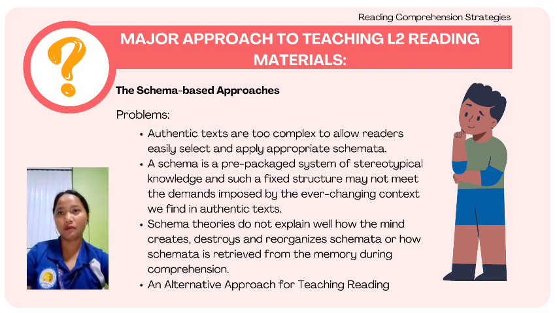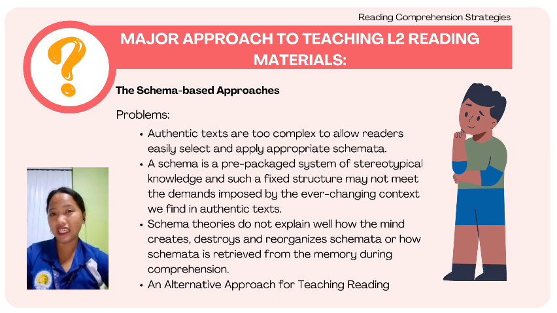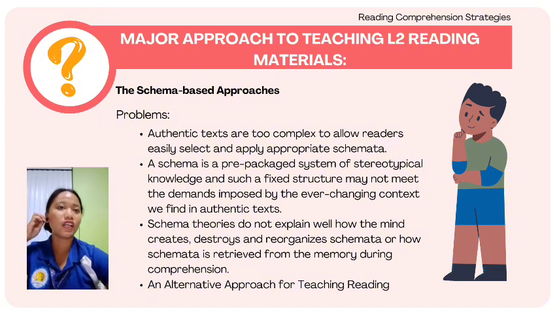Problems with the schema-based approach. So first is that authentic texts are too complex to allow readers to quickly activate the right schema. Authentic texts often contain unfamiliar vocabulary, idioms, cultural references, and complex sentence structures, making it difficult for readers to quickly activate the right schema. Readers may struggle to select and apply appropriate background knowledge, leading to misinterpretation or incomplete comprehension.